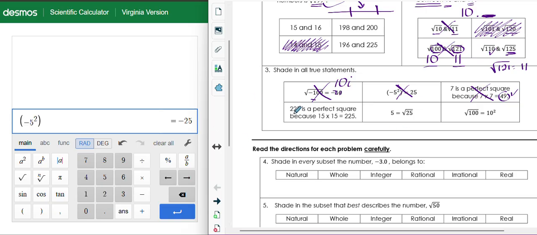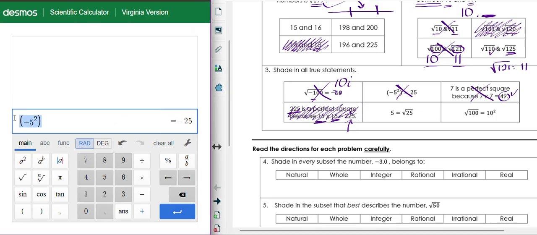This is saying the exact opposite. That's the true statement. 225 is a perfect square because 15 times 15 gives us 225. That's a true statement. It's a whole number times a whole number. That's what gives us a perfect square.